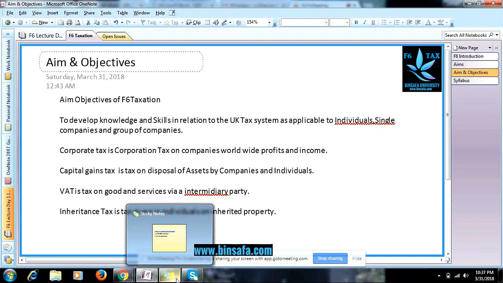Then corporation tax. Then we will do capital gains tax. Capital gains tax is tax on the profit on disposal of assets by individuals as well as companies. That tax is called capital gains tax. I repeat, capital gains tax is tax on the profit on the disposal of non-current assets. Then VAT. VAT is basically tax that is paid on goods and services that is collected via a third party, that is called VAT.